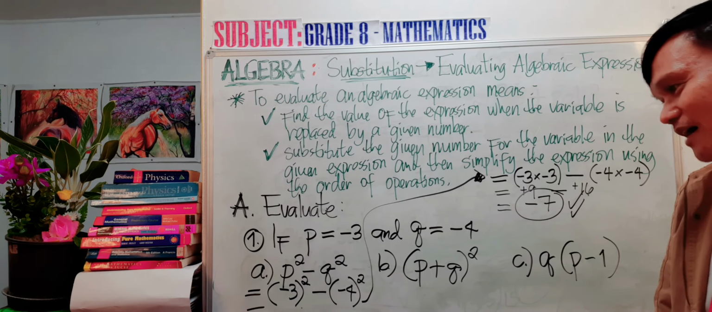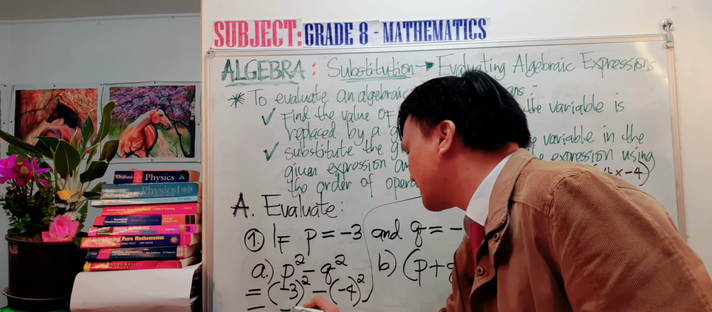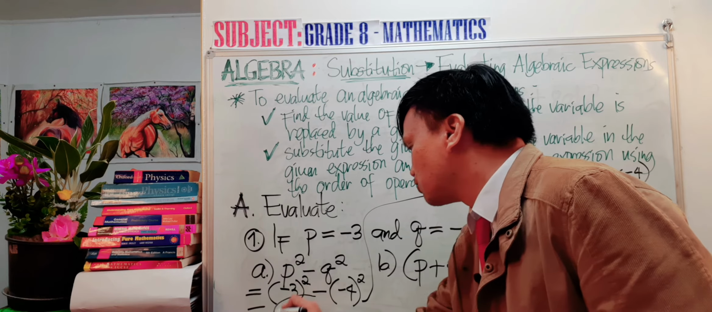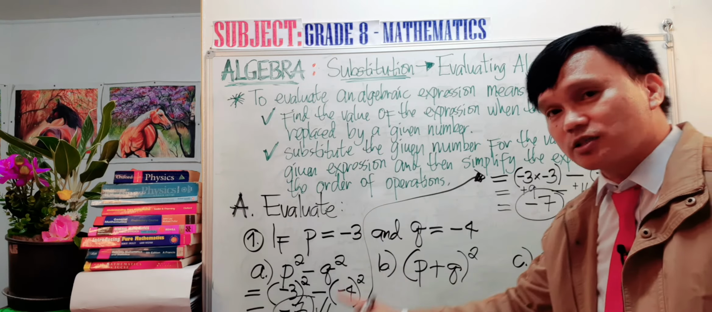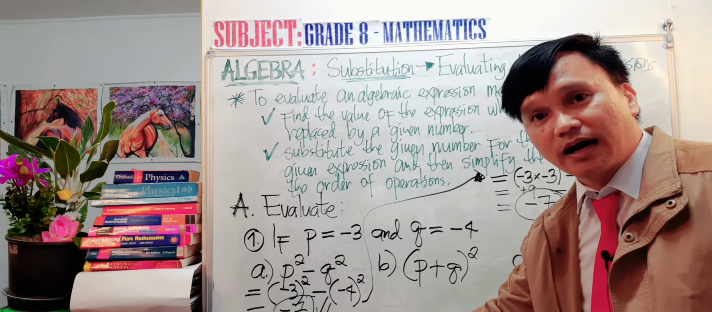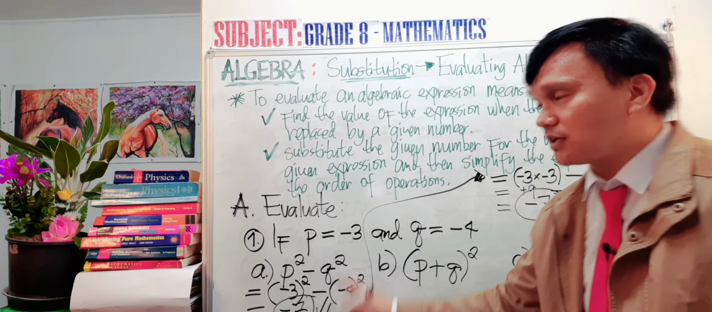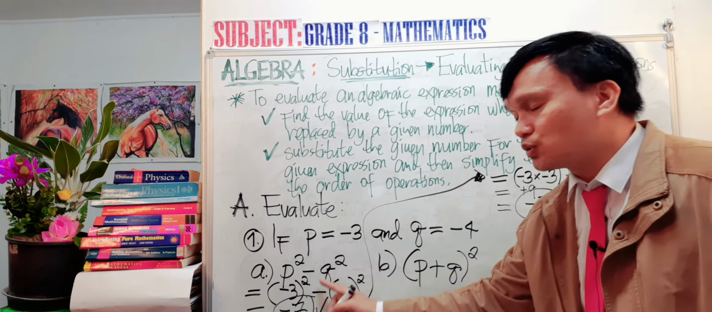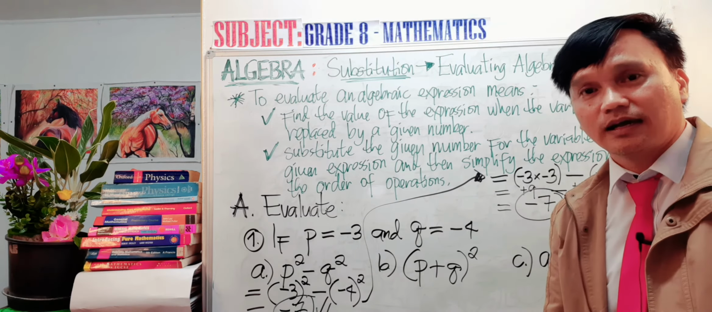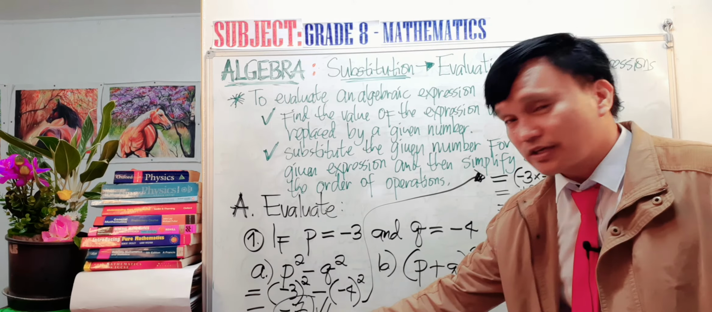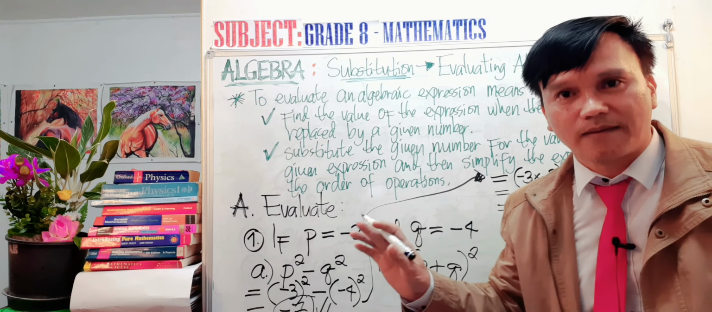All right, let's find out the difference. So here the answer is negative 7. Usually, when we evaluate an algebraic expression, it will give us a value of the expression after we have substituted the values of the variables in the given algebraic expression. So negative 7 will only give us a value, or a number.